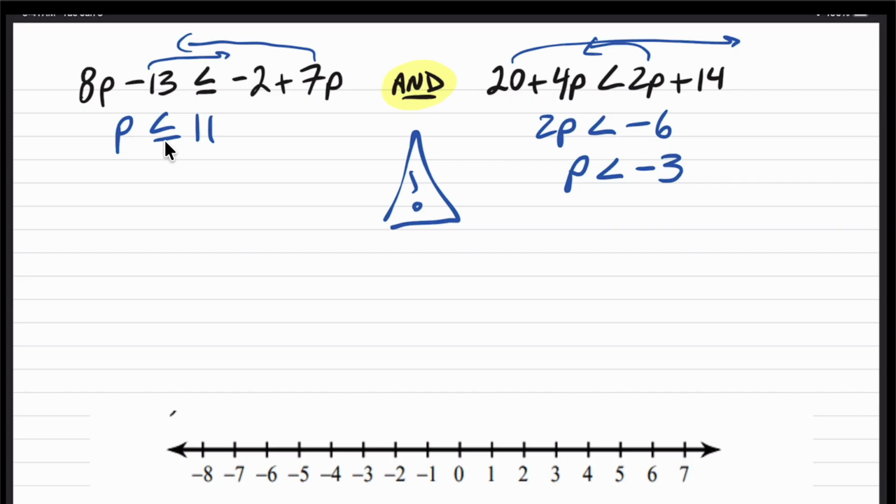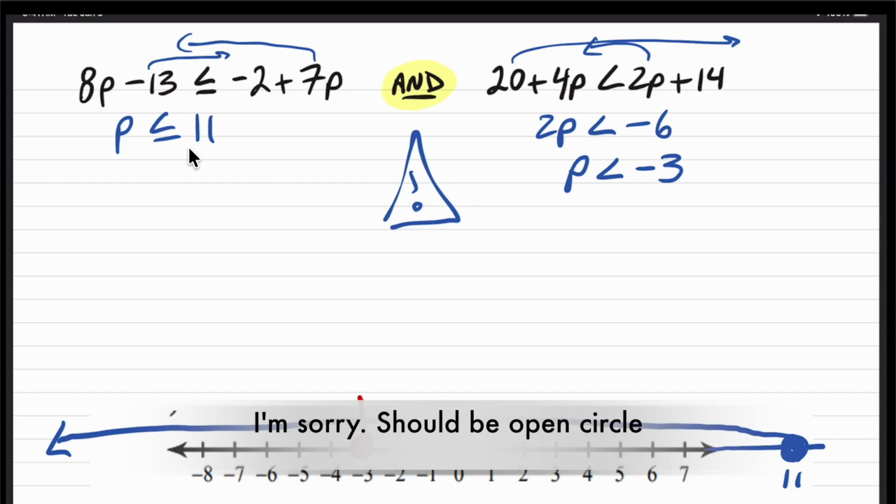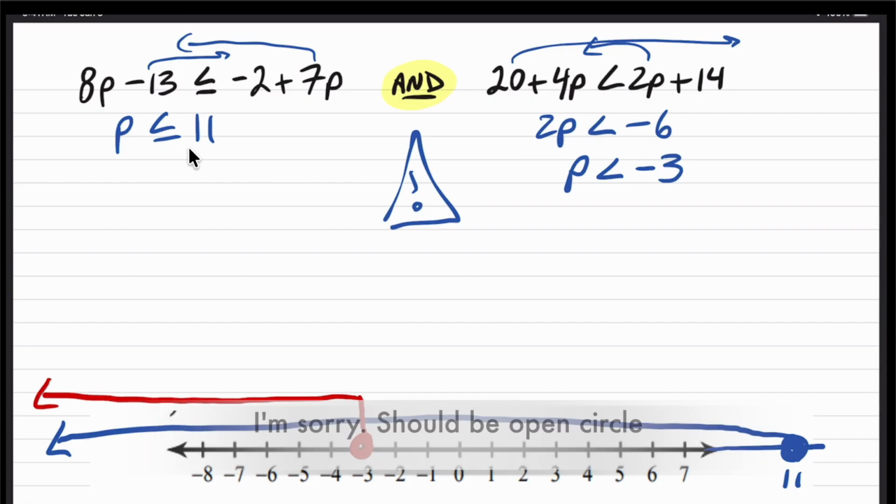So let's start here. P is less than or equal to 11. Okay, as usual, I'm off the chart here. I don't know why I'm bothering bringing this thing down, but here we go. Here's 11. We're going to have a closed circle, and we're going to have a line going this way. P is less than or equal to 11. Then we're going to come in with a different color. Negative 3 is also going to be a closed circle, and we're going to have a line going that way.